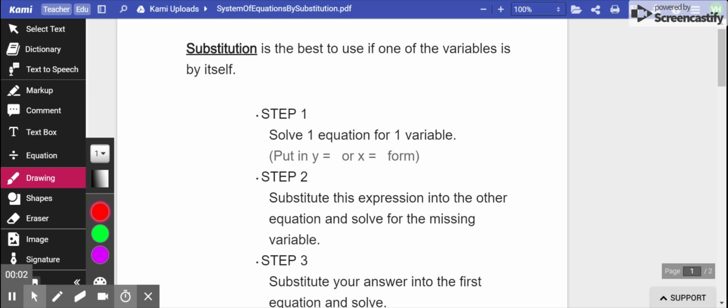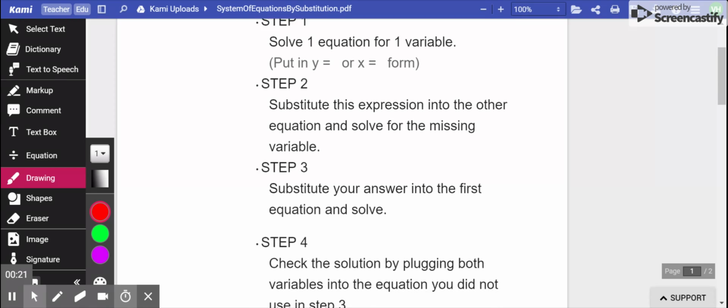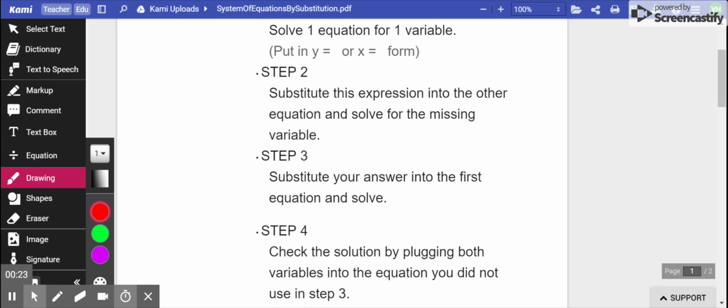Substitution is the best to use if one of the variables is by itself. Step 1, solve one equation for one variable. Put y equals or x equals. Step 2, substitute this expression into the other equation and solve for the missing variable. Step 3, substitute your answer into the first equation and solve.